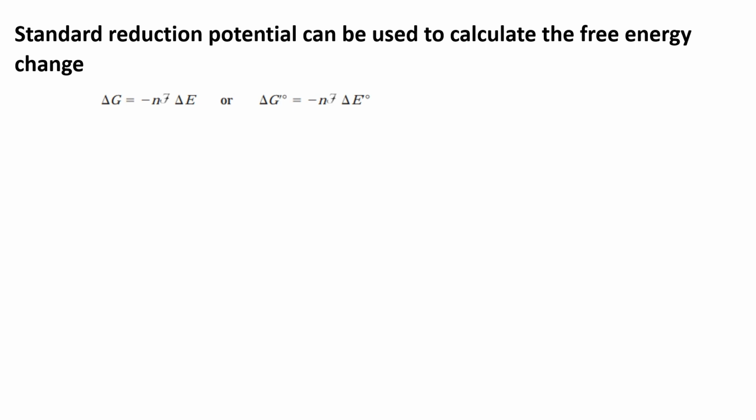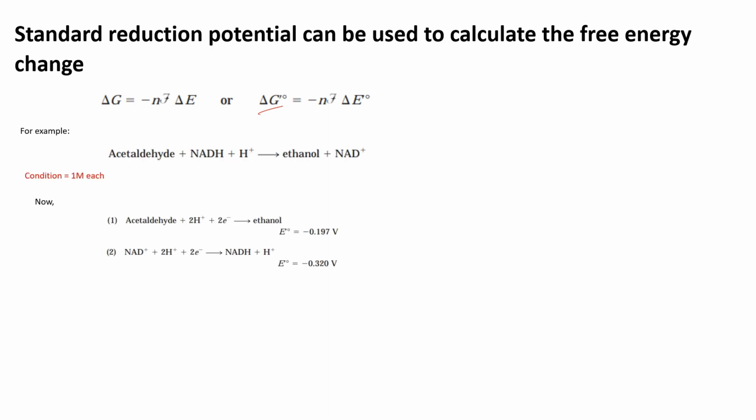Now, the formula for this is delta G equals minus nF delta E, or if we are talking about standard condition, delta G naught equals minus nF delta E naught. Now, for example, you have been given this reaction, acetaldehyde plus NADH plus H plus giving ethanol plus NAD plus. The condition given is 1 molar each. The concentration of all the solutes is 1 molar.